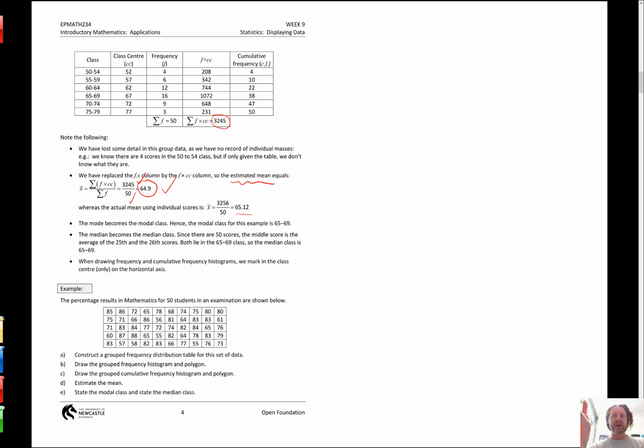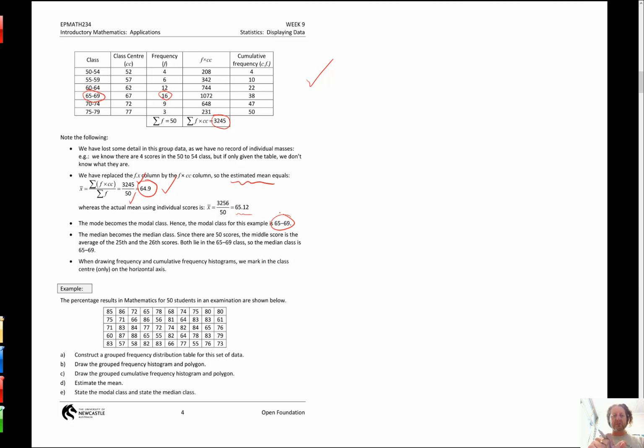Now, what about the mode? I can't ask the mode here because I don't know what individual scores happen. Again, if I was only given this table, I don't know what each individual score was. So we wouldn't ask you for the mode. We'd ask you, what's the modal class? Which class was most popular? All right, same logic. There are 16 scores. The most in any class was 16 scores, and that most popular class was from 65 to 69. Hence, that is the modal class. Done. So we wouldn't ask for the mode, we'd ask you for the modal class.